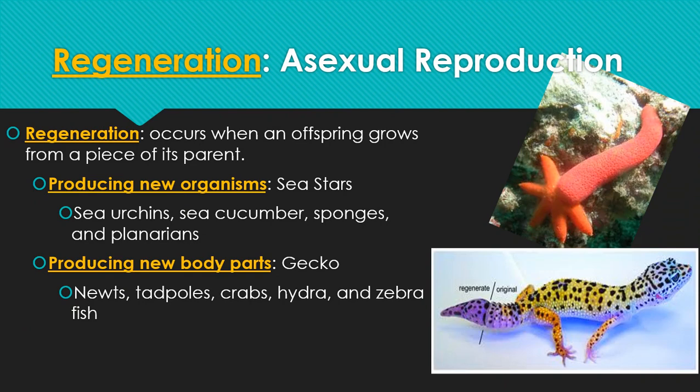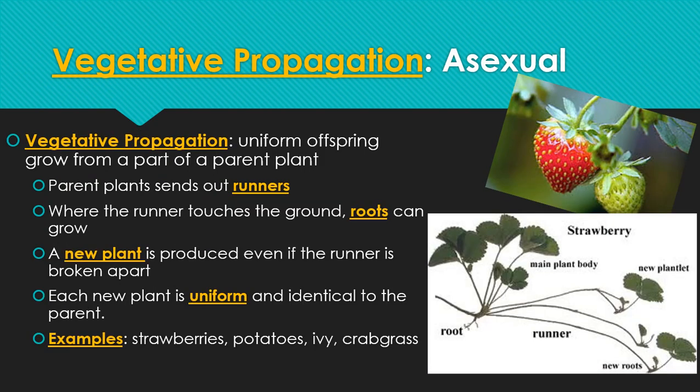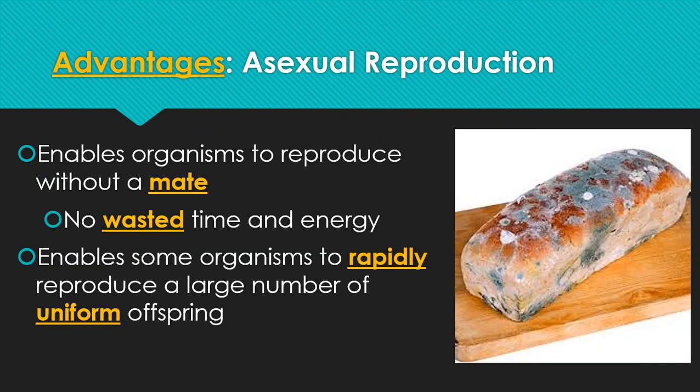For regeneration, ito yung sa starfish, yung sa lizard. It produces new organisms. Regeneration or fragmentation. Vegetative propagation, there are many examples. Yung roots, merong runner, merong rhizomes, merong buds. Iba-iba yung ano.